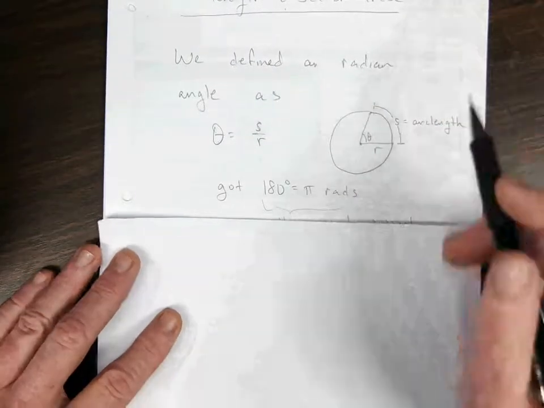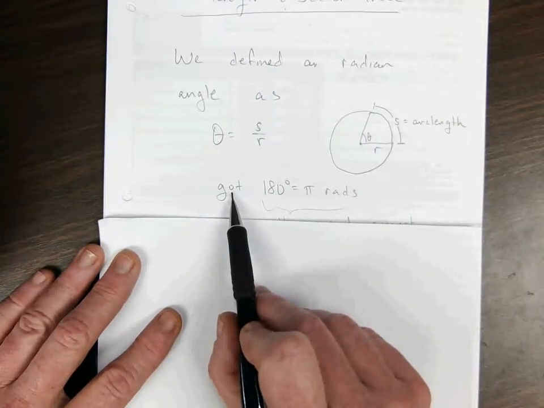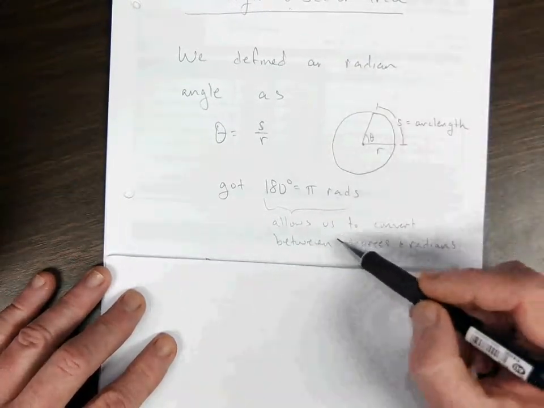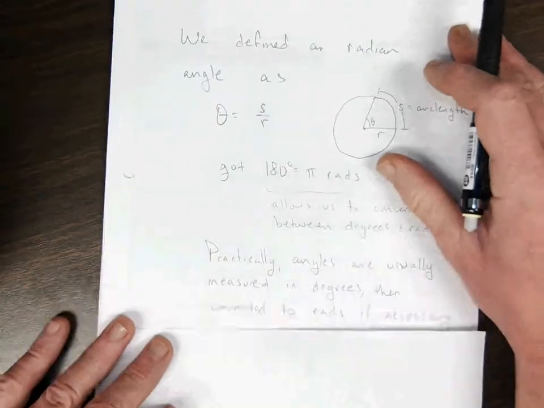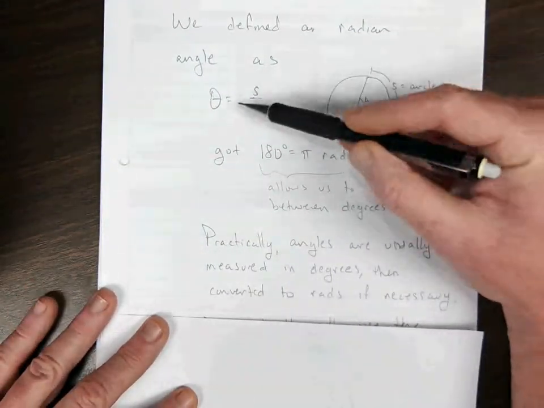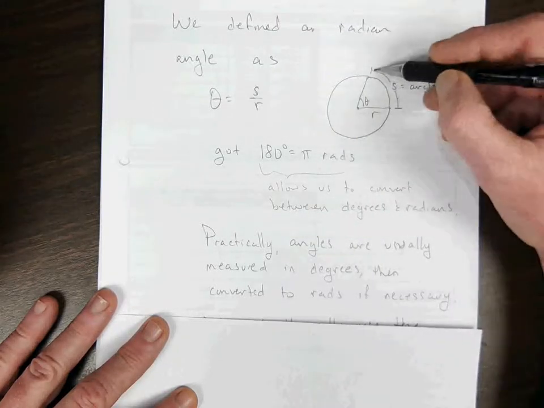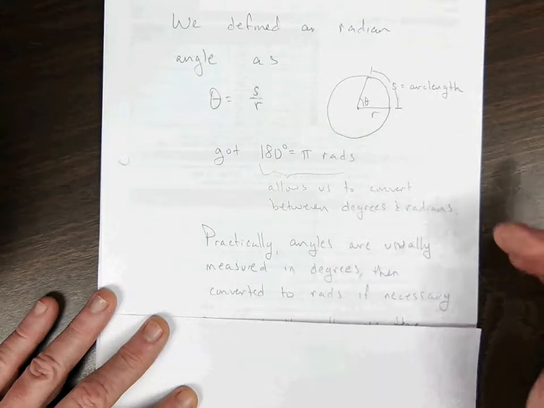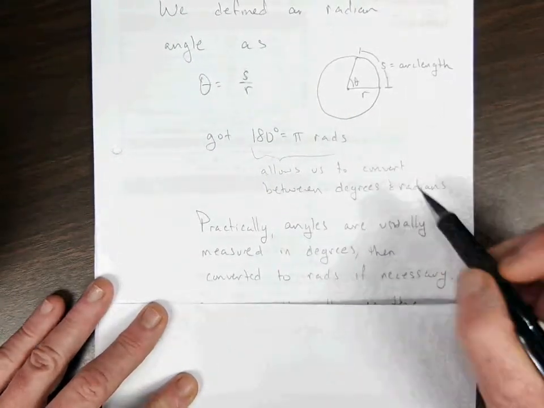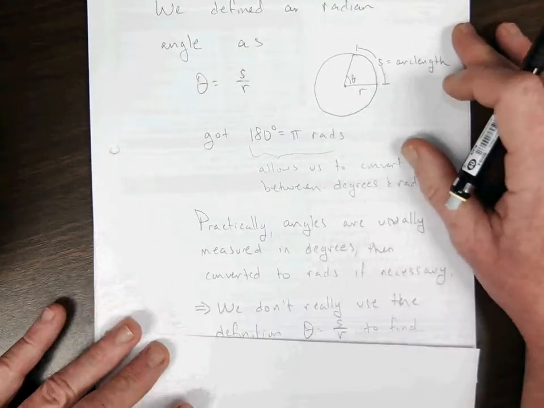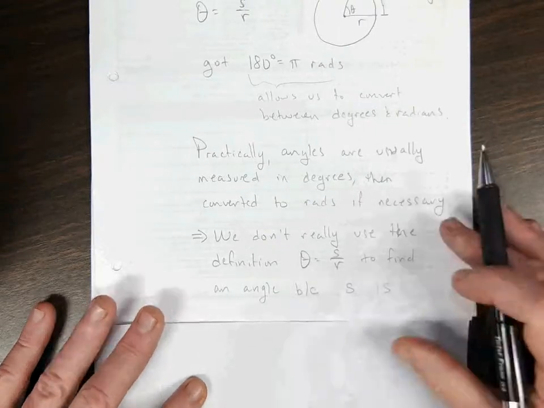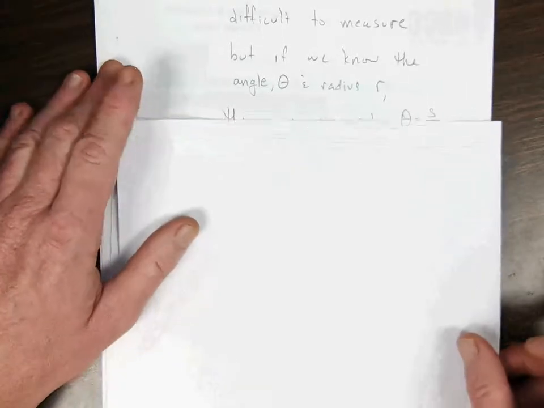So the key thing is then we ended up seeing that 180 degrees is equal to pi radians, and so that allows us to convert between degrees and radians. So the thing is, measuring radian angles is very difficult because measuring that arc length is difficult. So in the practical world, whenever we're measuring angles, we usually measure in degrees, and then we can just use this conversion to convert it to radians if necessary. So, like I just said, we don't really use that definition to figure out what radians are because the arc length is hard to measure.